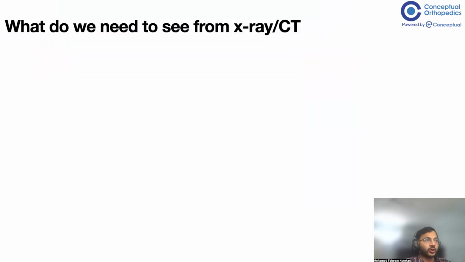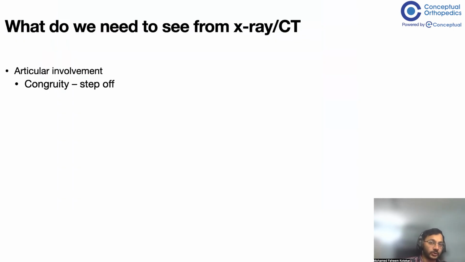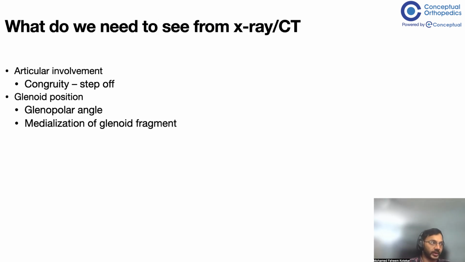So what do we need to see from the X-ray or the CT scan? We need to look at the articular involvement, if there is an incongruity or a step off. So this is about 20 to 25%. If there is incongruity or a step off, you need to go in and operate. We need to check for the glenopolar angle and the medialization of the glenoid fragment. I'll come to all of this. We have photos. And lastly, we need to look for the scapular body angulation.